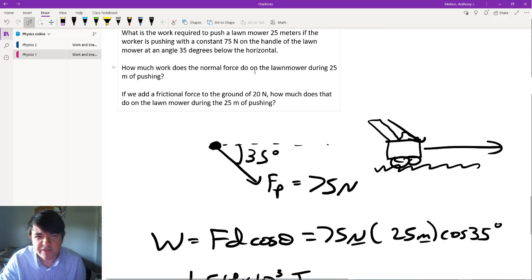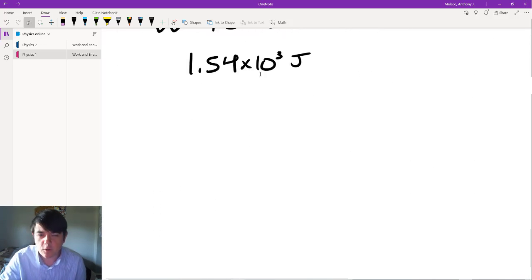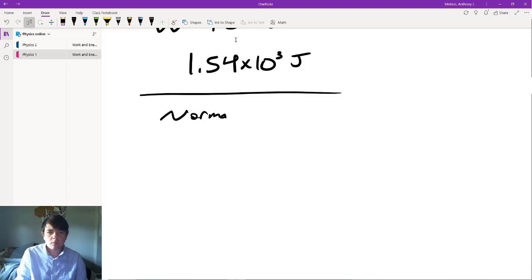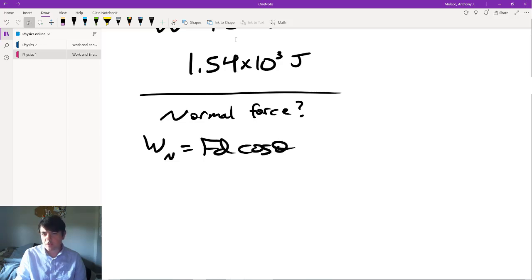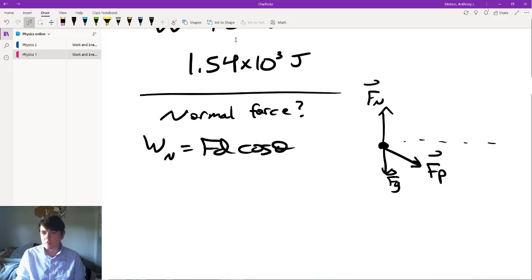Now we want to know, how much work does the normal force do on the lawnmower during this? So the work of the normal force, again, equals F d cosine theta. And if you look at the free body of this situation, we have the push, but we've also got the normal force, right? And if we're being complete, we have gravity. And so we've got this, where it's going in this direction, but the angle right here is actually 90 degrees.